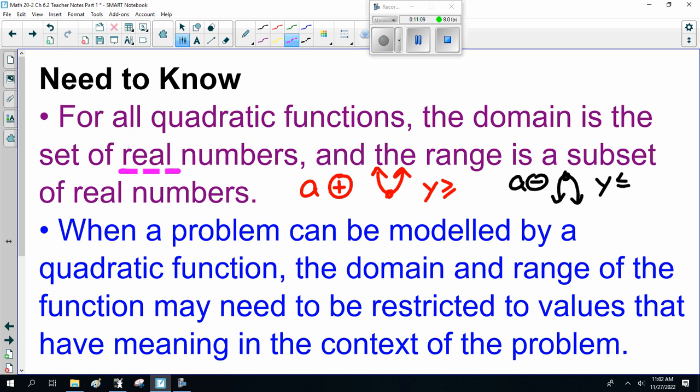Now, when a problem can be modeled by a quadratic function, the domain and range of the function may need to be restricted to values that have meaning in the context of the problem. That is, we just did that with the height of the ski jumper. We don't care about height less than 0. Or we don't care about time less than 0. And we don't care about time after they hit the ground. All right?